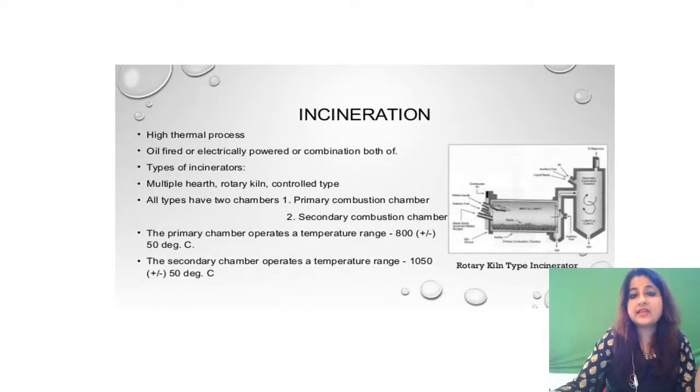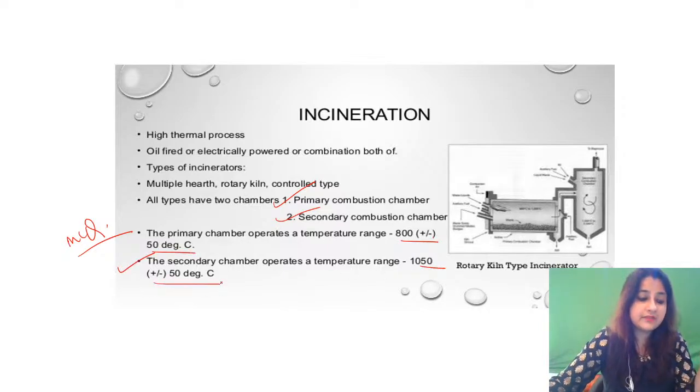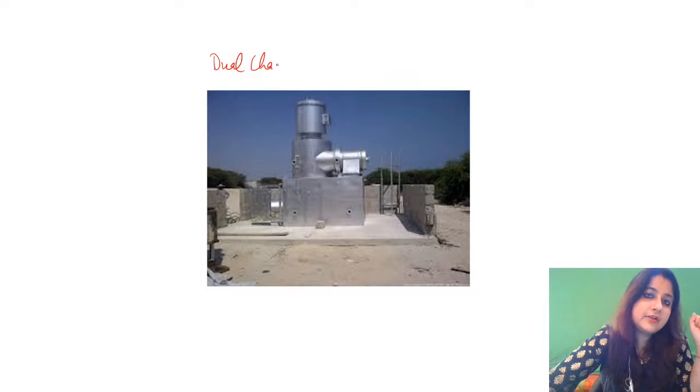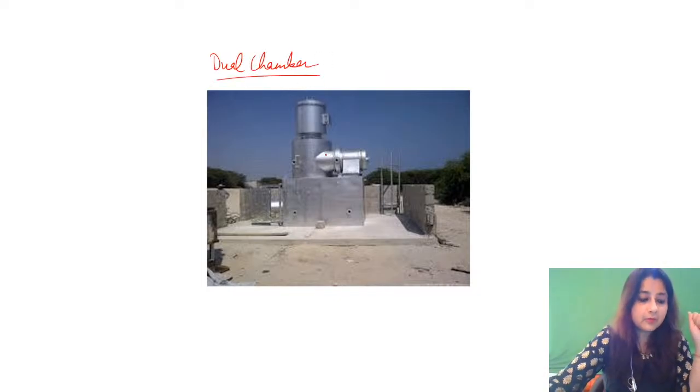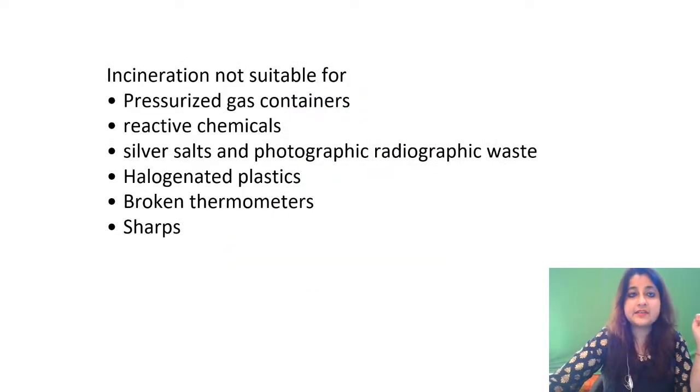All right, one more thing. Look, these are the types of incinerators. You can have a primary chamber or a secondary chamber incinerator. This has also come as an MCQ. Primary chamber operates at 800 plus minus 50 and secondary chamber operates at 1050 plus minus 50. This is also asked. So have a look at the incinerators. Can you see this figure image, everybody? This can also come as your MCQ. This is a dual chamber incinerator. Most commonly used are dual chamber incinerators only. Is that clear? Okay, all these are incinerators.